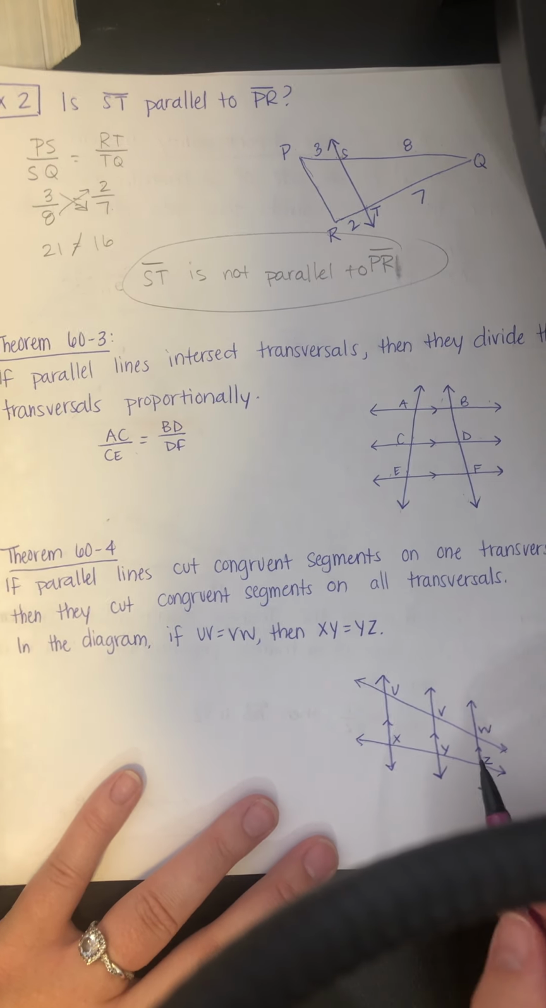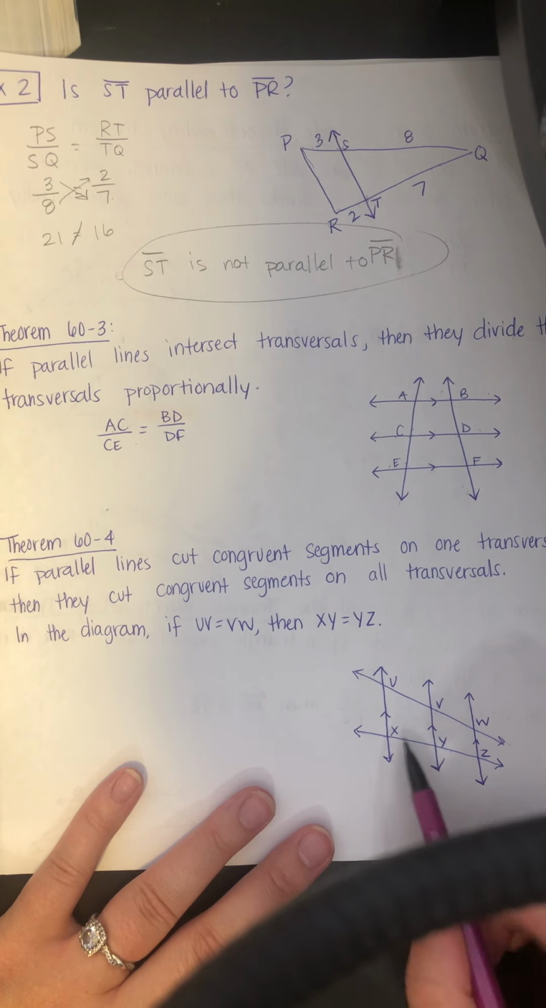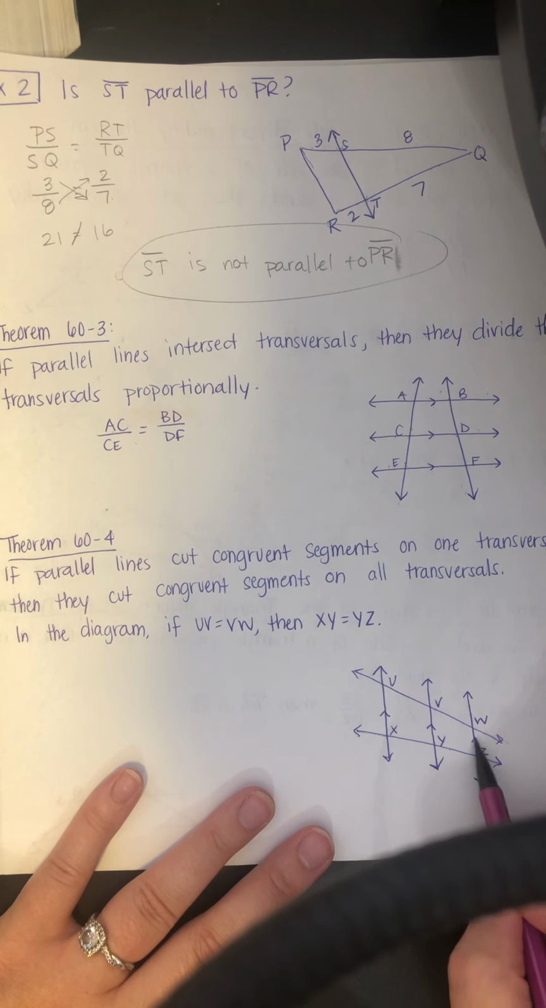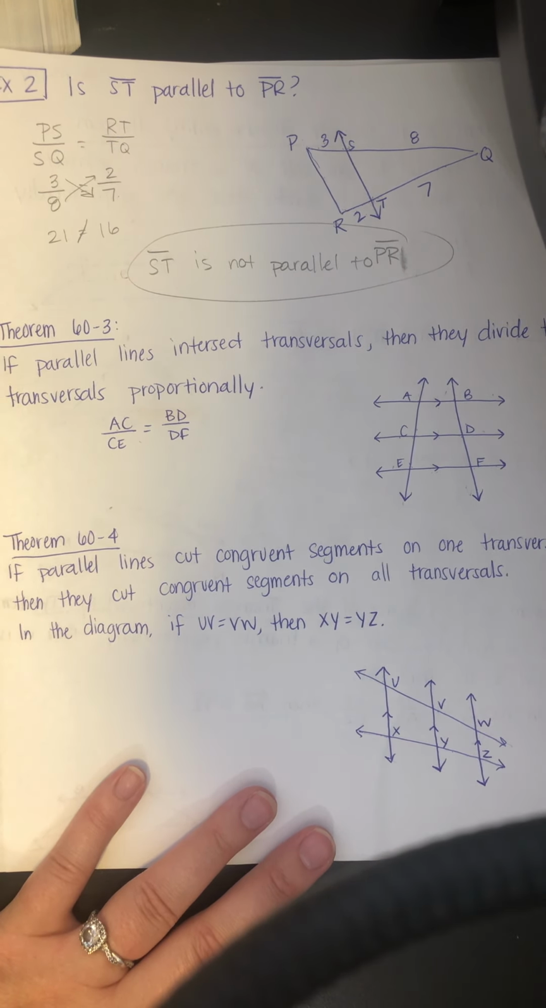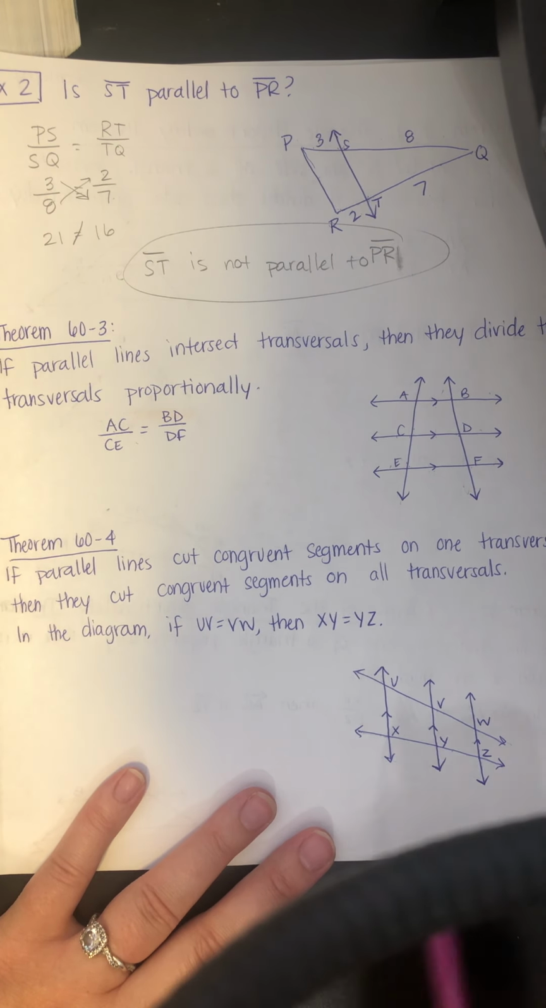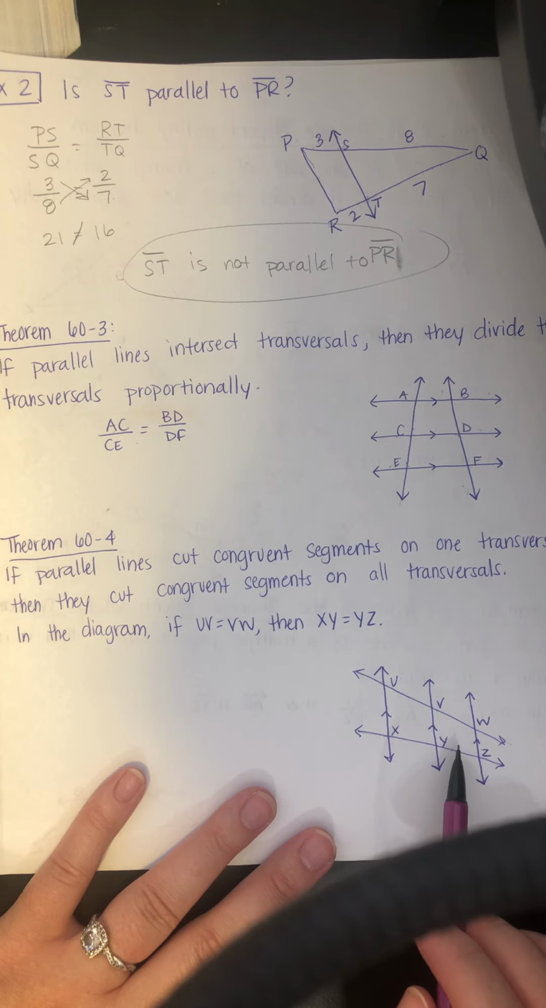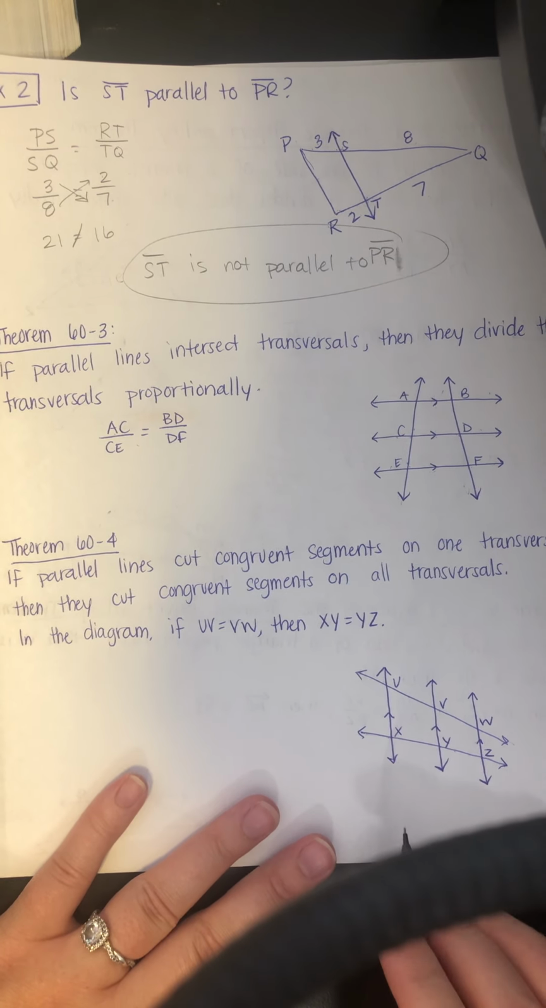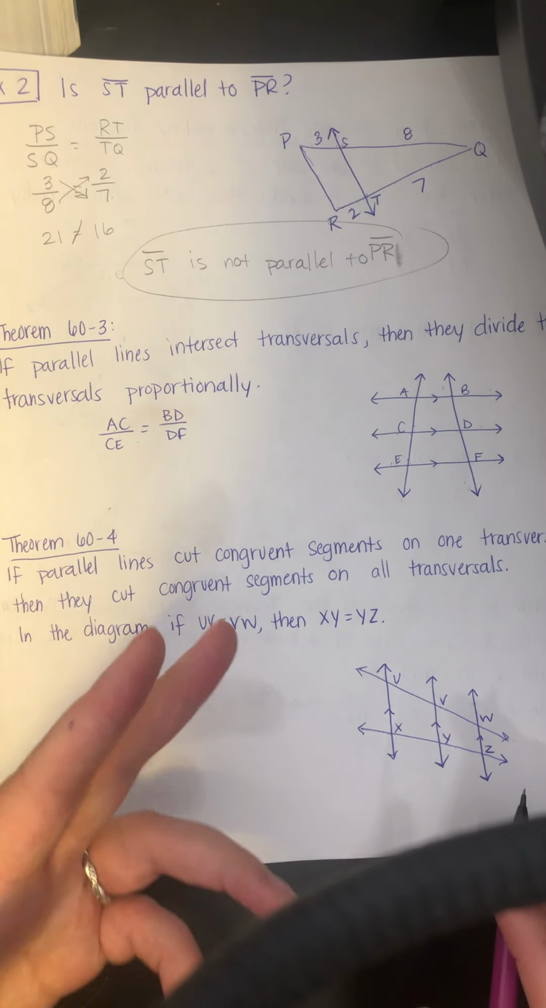You can tell just by looking, but don't just assume, okay? This tells us with the arrow that they're parallel lines. Okay, so if parallel lines cut congruent segments on one transversal, then they cut congruent segments on another transversal. Congruent just means they're equal.